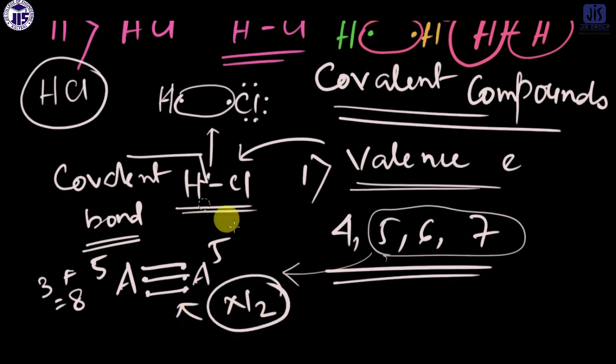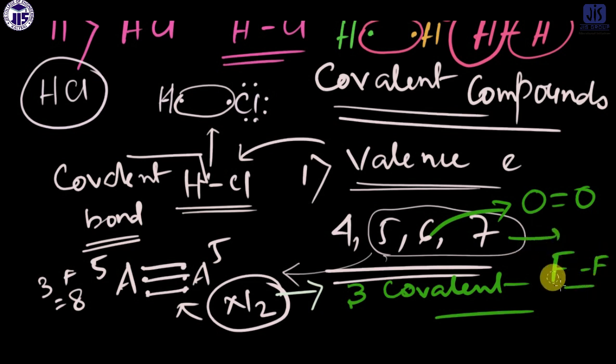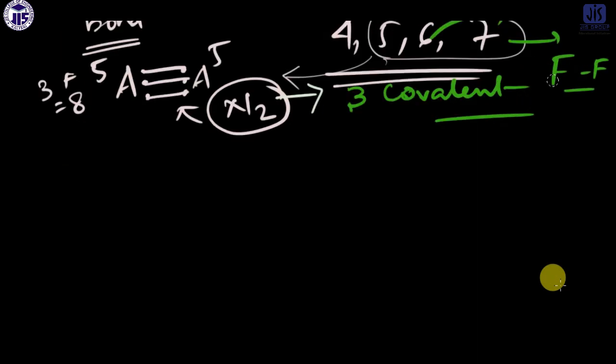So if you check the example of N2, you can find that there are three covalent bonds present. In the same way, in oxygen there are two covalent bonds, and if you think about fluorine, then one covalent bond is present. So depending on whether it is 5, 6, 7, in this way the number of bonds are formed.